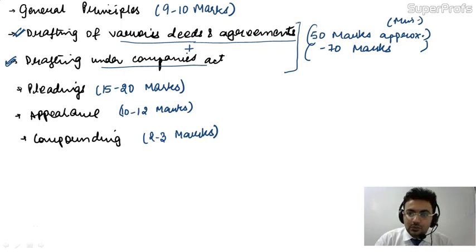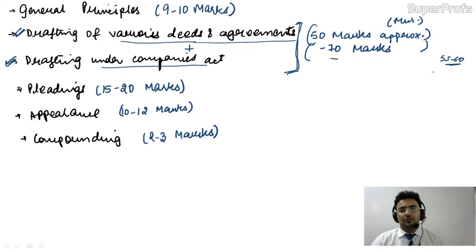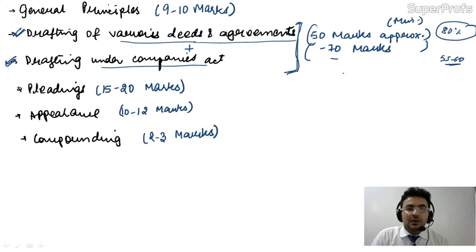At any cost, you need to focus 100% over here, because within just 70 marks, you will easily be able to grab 55 to 60. Scoring 80% marks in the exam from this portion is not a difficult task. It's very easy. When it comes to general principles, we are going to cover all the relevant aspects based upon the ICSI study material. After that, pleading, appearance and compounding are also important, and carry approximately 30 marks.